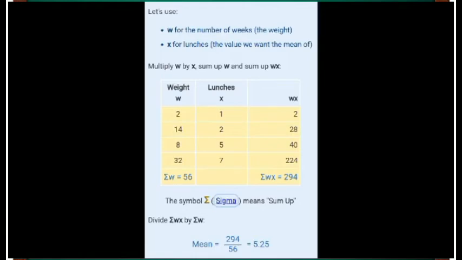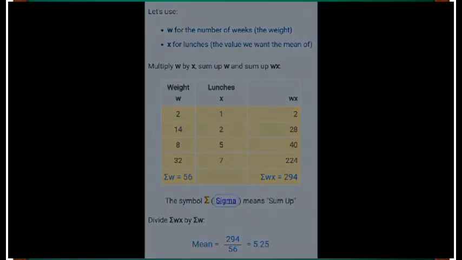After finding the summation of WX and the summation of W, let us solve for the total weighted mean. Total weighted mean is equal to 294 divided by 56, which is equal to 5.25. So the total weighted mean is equal to 5.25.